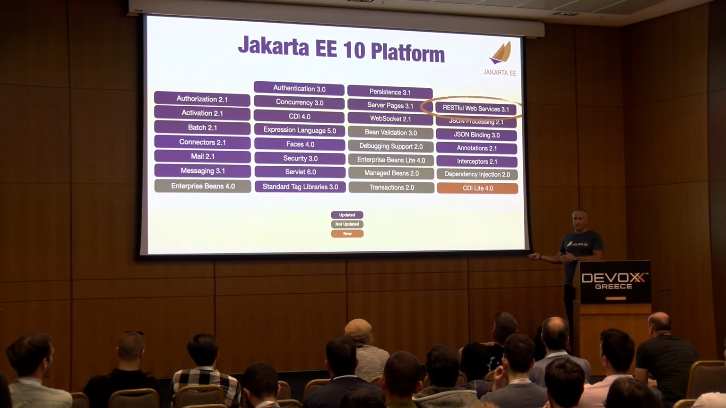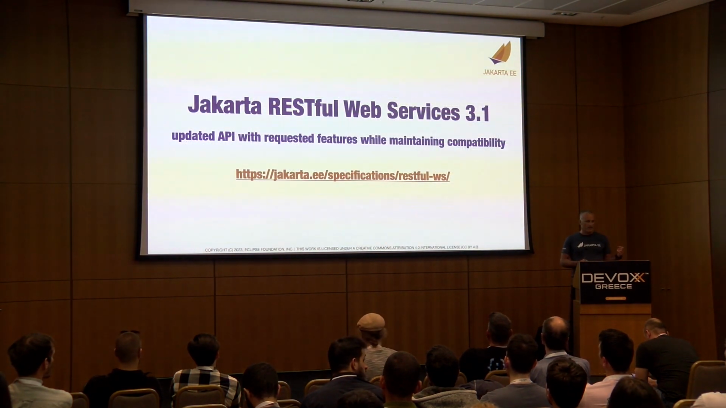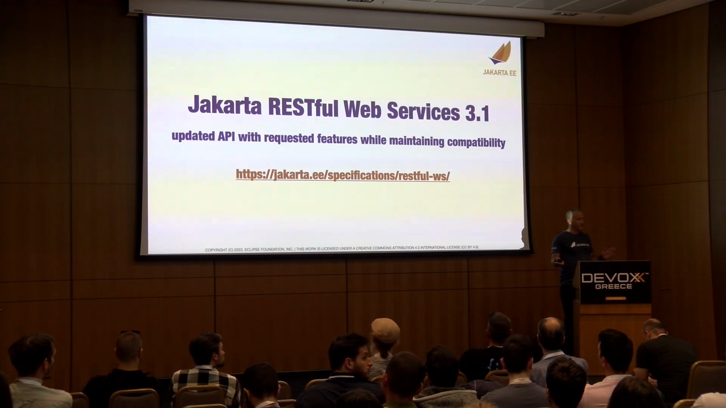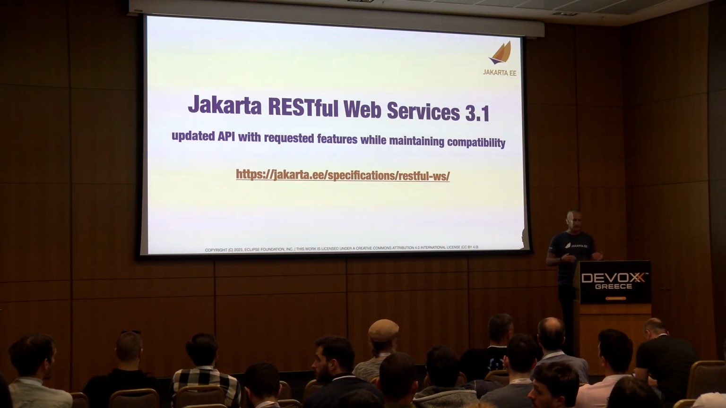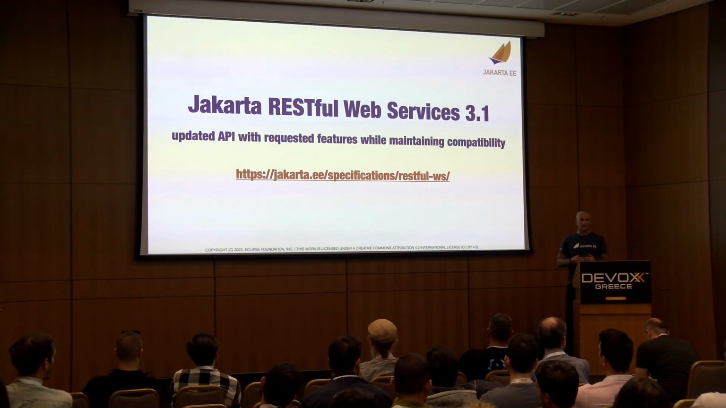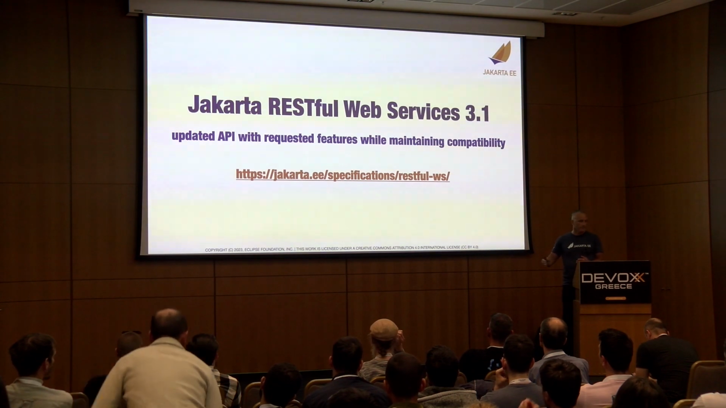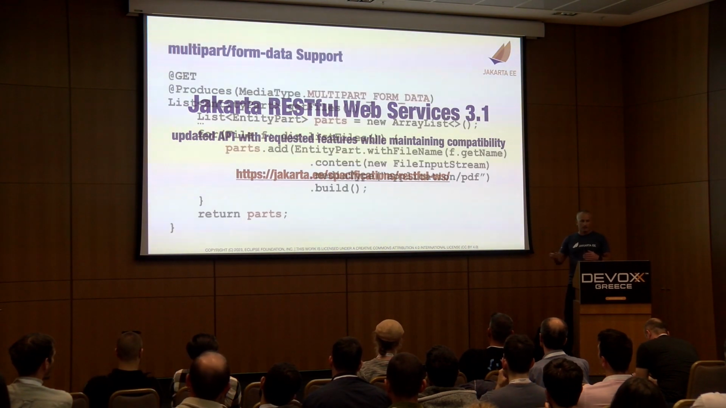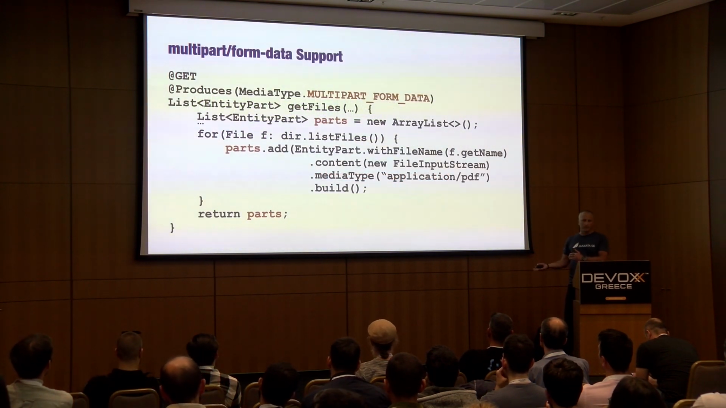Then we're moving on to RESTful Web Services. And RESTful Web Services also, they planned to do a major release with a lot of breaking changes, but they chose to stay with 3.1 and maintain compatibility and do the 4.0 in Jakarta EE 11. So these are also things that were requested by the community.